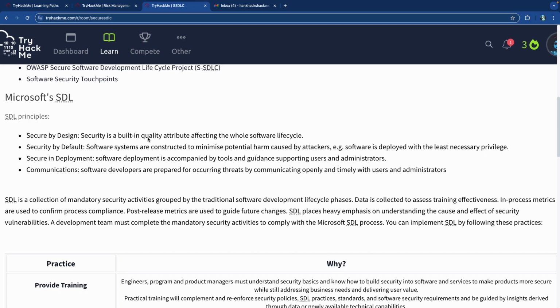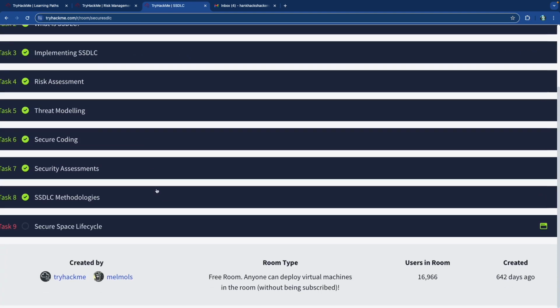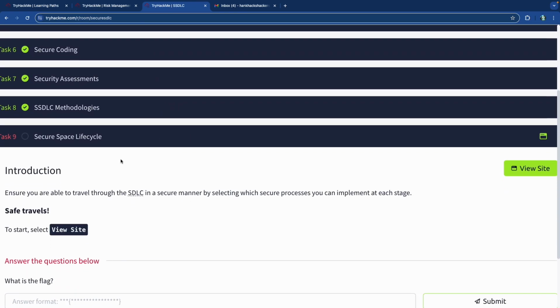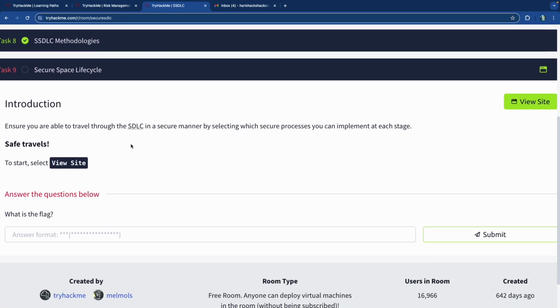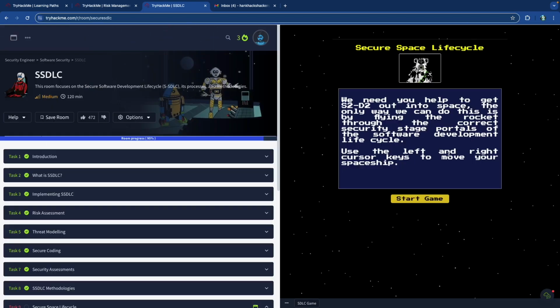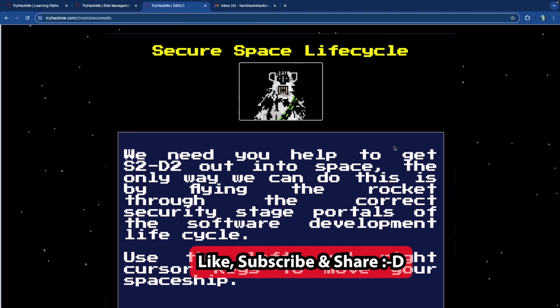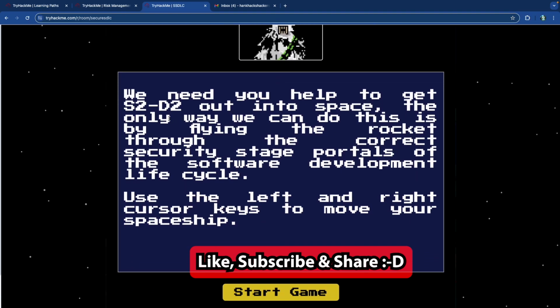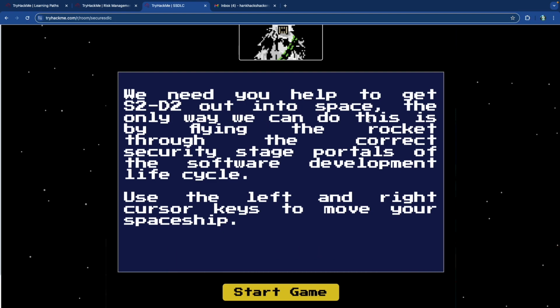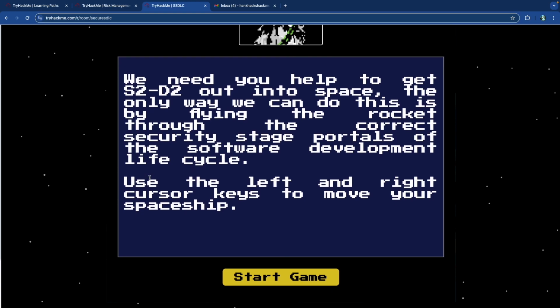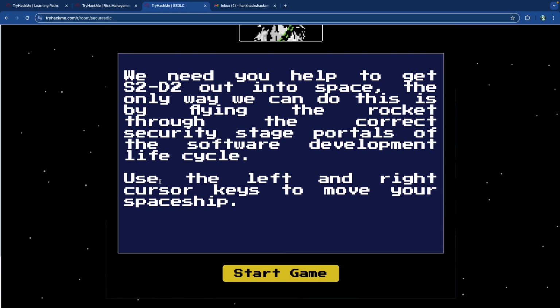And so now I think we actually get to do an actual exercise here. So we have the secure space lifecycle, where we're going to view a website and try to retrieve a flag. So let's go through this thing and have some fun. All right, here we go. So secure space lifecycle. We need you to help to get S2D2 out into space. The only way we can do this is by flying the rocket through the correct security stage portals of the software development lifecycle. Use the left and right cursor keys to move your spaceship.